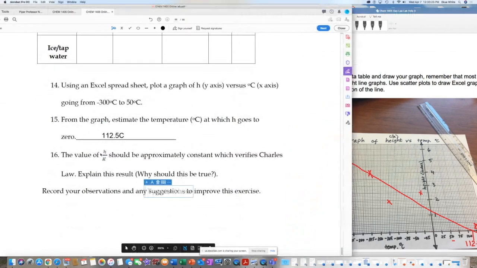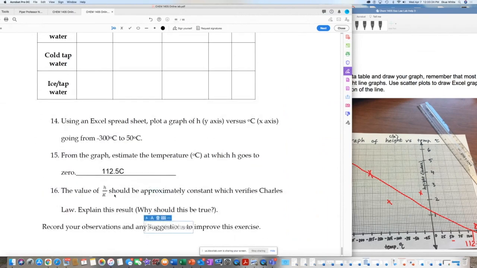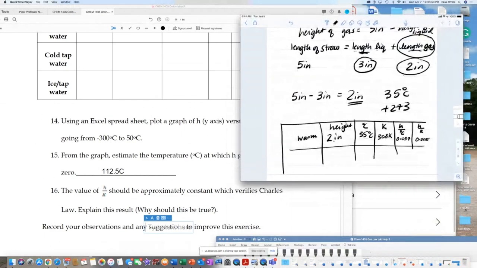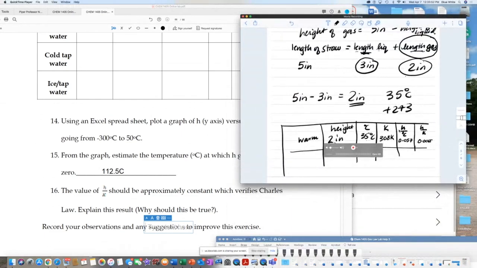And then it's telling you the value of H over K should be approximately constant, which verifies Charles' law. Explain this result. Wait, we just learned Charles' law. Charles' law didn't say anything about height. And what is K again? Okay, so here's where, let me bring up my iPad to explain that for a second. It's just because we didn't get into the math portion of Charles' law.